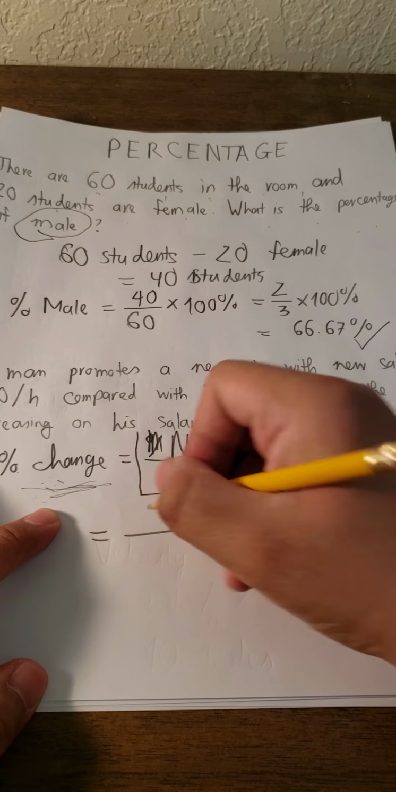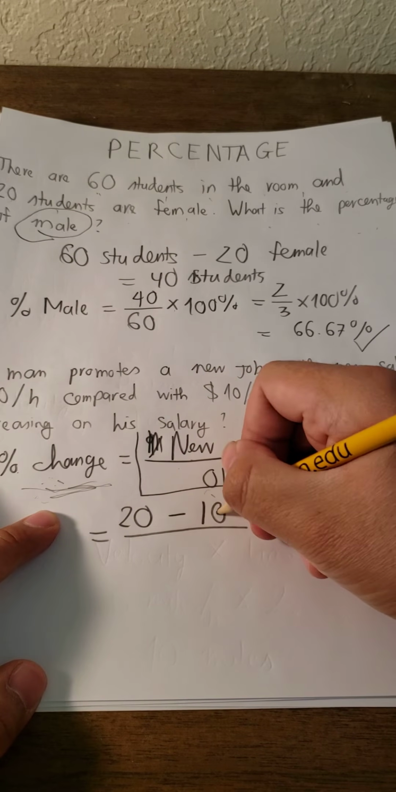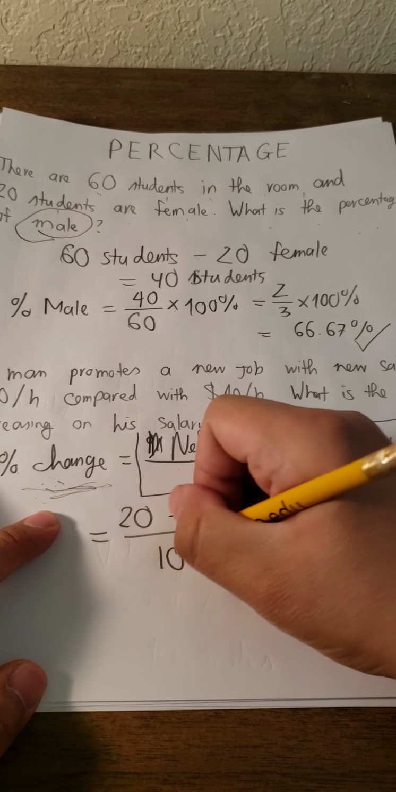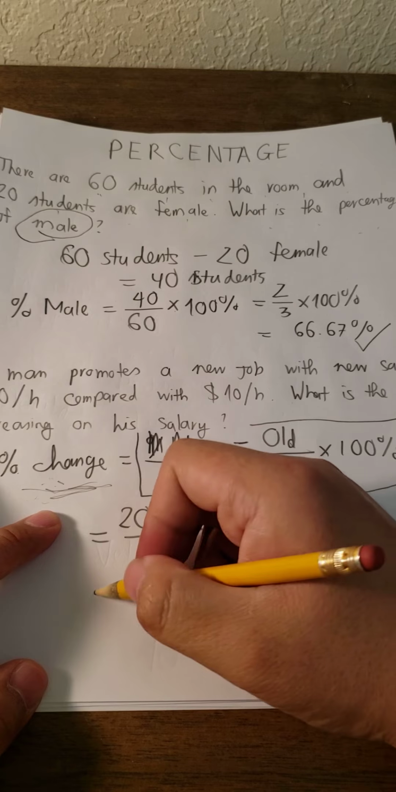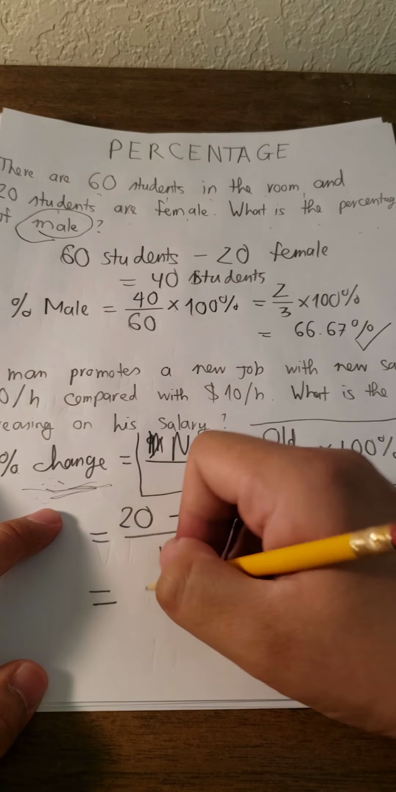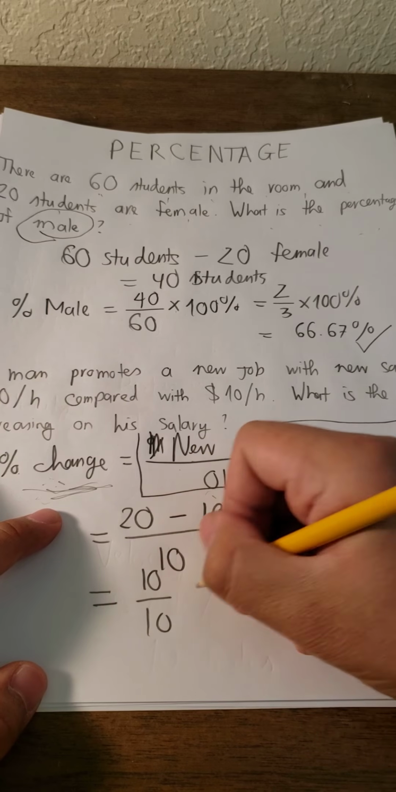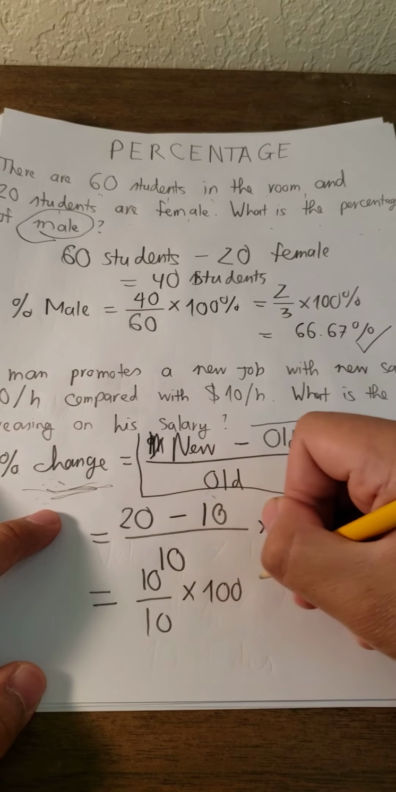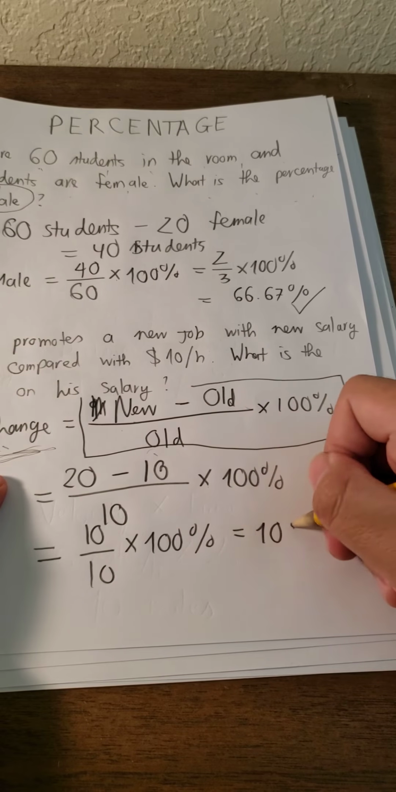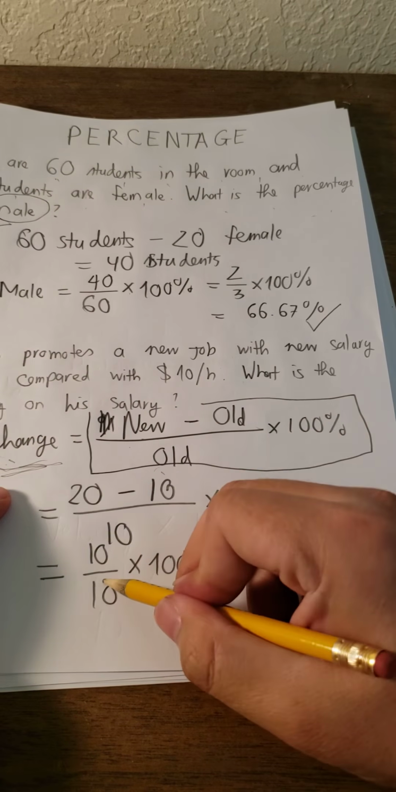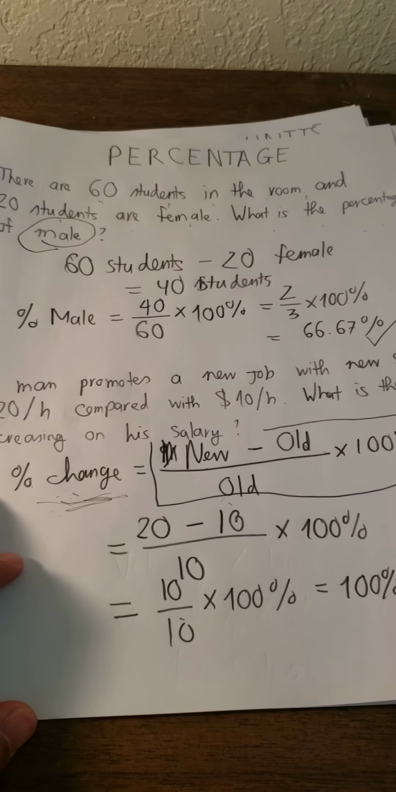So the new one we have $20 per hour minus the old one, which is 10, over the old one, 10, multiplied by 100. We have 10 divided by 10 multiplied by 100. So that's 100, because the salary increased by 100%.